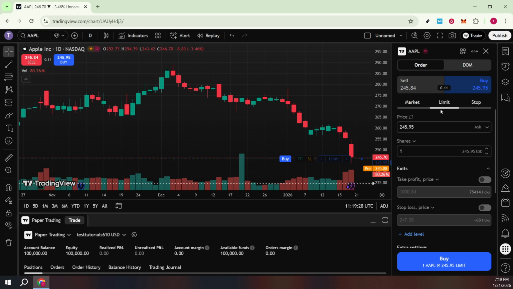Next, click Stop. A stop order triggers once price reaches a specified level and then becomes active to enter or exit with momentum. Finally, switch back to Limit to prepare a controlled entry, which is a common approach for planning trades in advance. Enter your price in the price field.